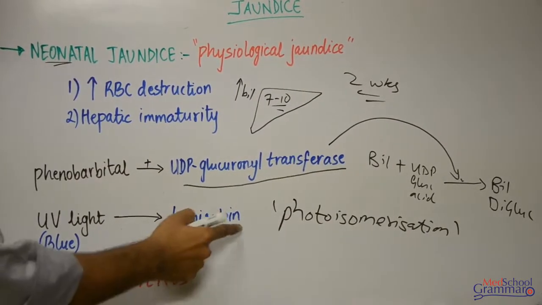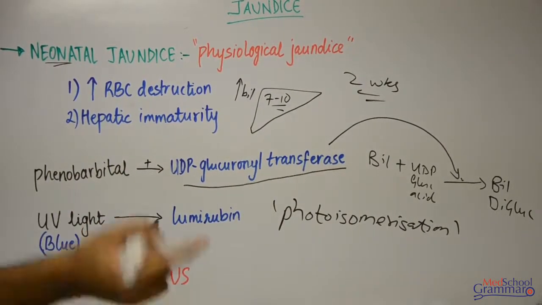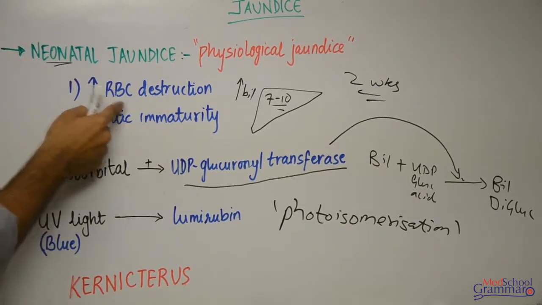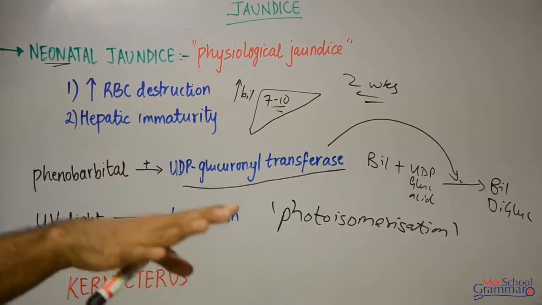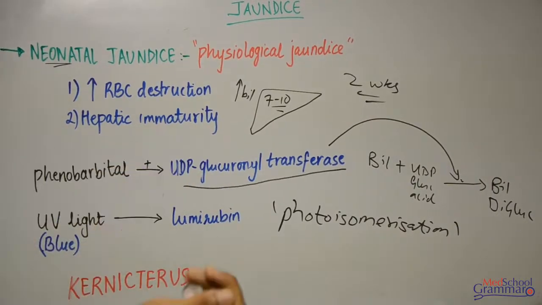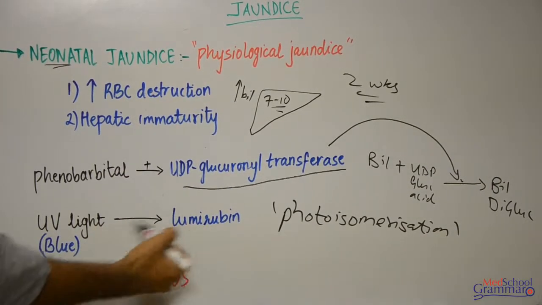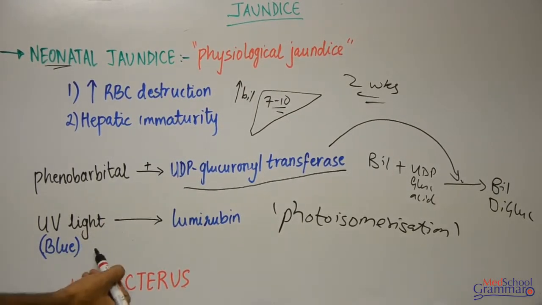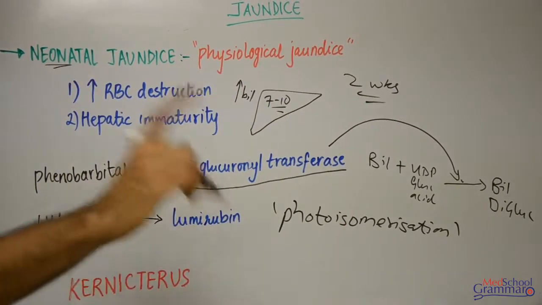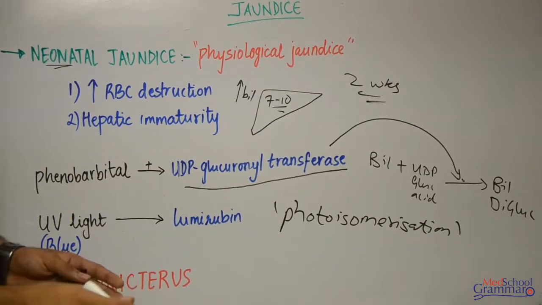Now the advantage here is that lumirubin is soluble. As we all know, increased RBC destruction will lead to unconjugated bilirubin rise, which is insoluble, right? So we have to make it soluble by converting it to lumirubin with the help of UV light or blue light, and this is easily excreted in the urine and the baby is fine.